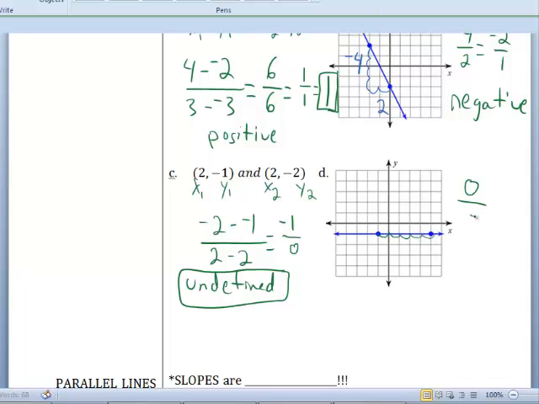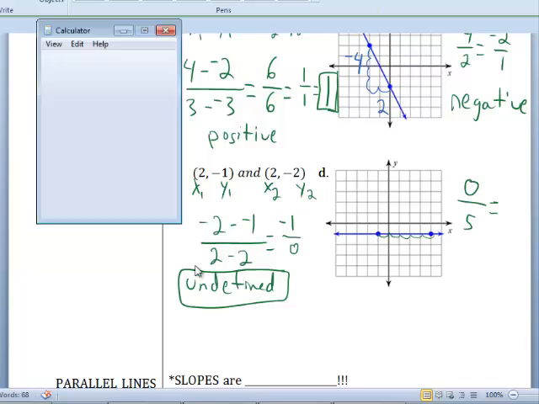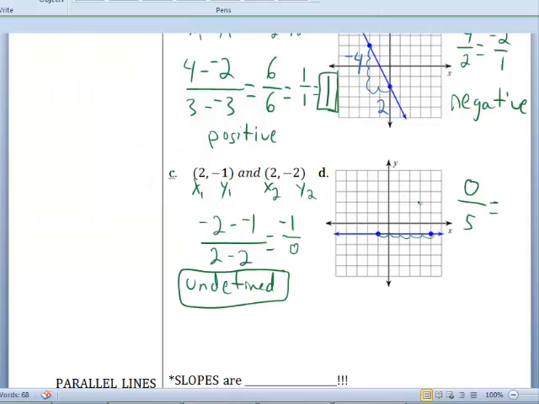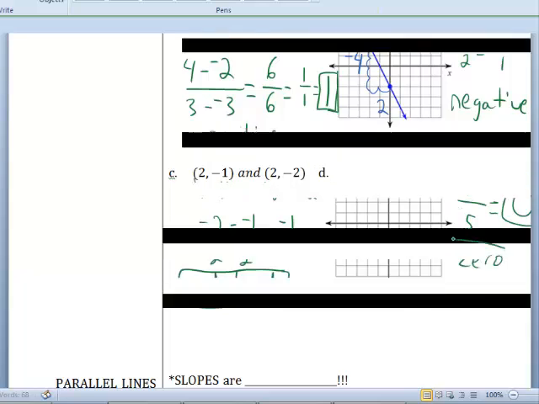Well, 0 over 5, what will that give us? Let's check our calculator. If I have 0 and I divide it by 5, I end up with 0. Anything with 0 on the top gets me a value of 0. So 0 over 5 is a slope of 0. That is my slope, and again, a 0 slope.